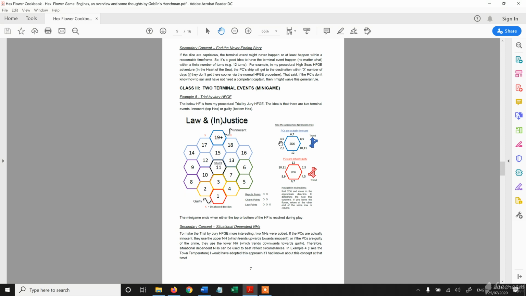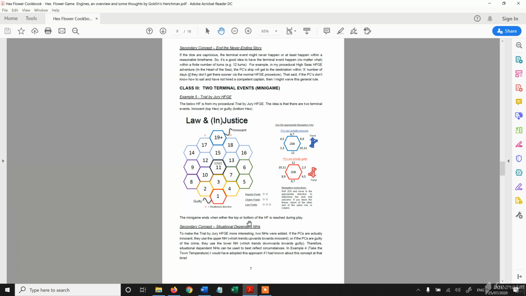But if you're innocent, what I realized is that you could use the opposite trend, where you trend upwards. So imagine the PCs are arrested and are actually innocent, then they have a propensity to be found innocent, but still a chance of being found guilty, and vice versa. If they are guilty, there's a trend to go down, but there's a chance they could still be found innocent. Now, to make this game more than mere chance, I introduced a new secondary concept, which were points.